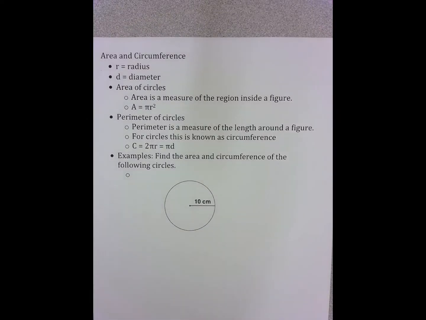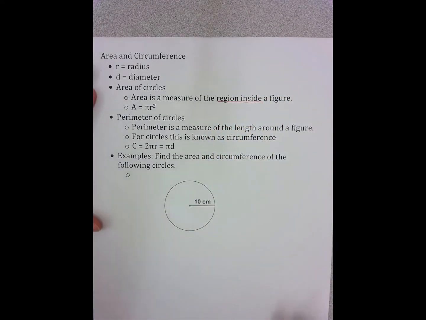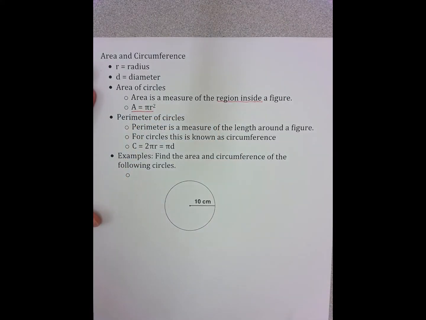These notes are on the area and circumference of circles. Just a reminder, in the previous notes where we talked about radius and diameter, we use the letters R for radius and D for diameter, just a common notation. Area of a circle is a measure of the region inside the figure, and the formula for that is area equals pi r squared. We'll be looking at that formula in more detail later in the module.